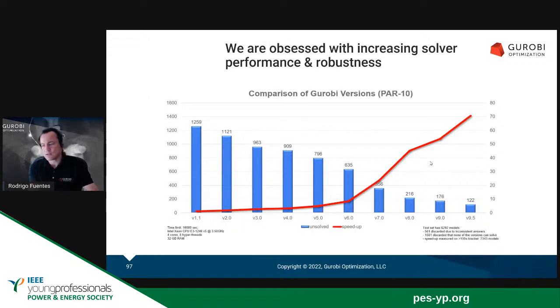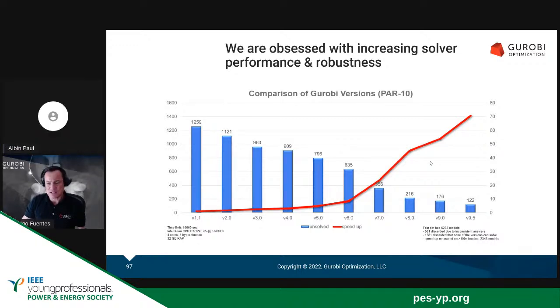I like this chart because it summarizes what we have done with Gurobi over the last 14 years. I think we covered this in the first part of the call, but I'm going to mention it very quickly for the sake of those who were not on the call before. We at Gurobi have a test set of over 6,000 cases of different nature and complexity of MIP problems. We solve them with all of our versions, from version 1.1 to version 9.5, on the same hardware, and we measure the speed. Here you can see that the speed has improved by over a factor of 70 over the last 14 years. And the number of problems that we couldn't solve has been going down over time. The solver has become more robust.